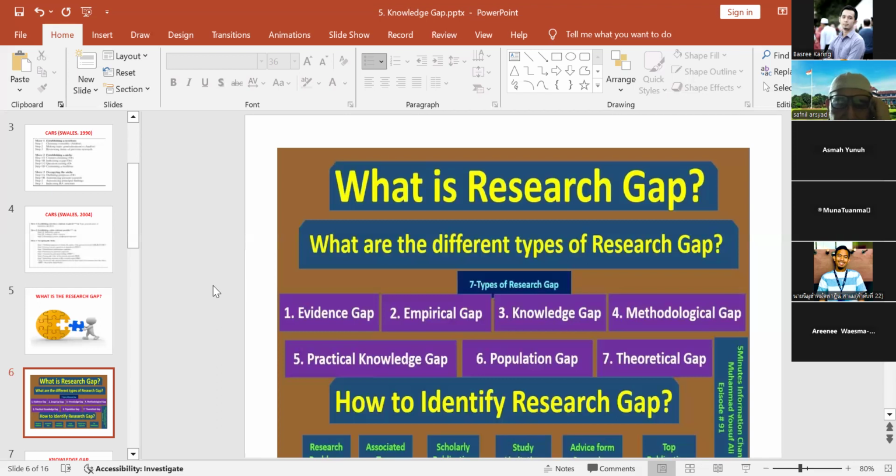Examples of evidence gap, examples of empirical gap. Knowledge gap is a general knowledge gap. Methodological gap is like when the previous studies use a small sample size, for example, or use only a qualitative approach, not a quantitative one, or not a mixed method one. So the limitation of the previous studies is on the methodological side. Practical knowledge gap: we look at the problems or the weaknesses from the practical point of view. And then the population gap: the previous studies use, for example, a small population, and therefore it is not generalizable. And then theoretical gap. So there are 7 types of research gap according to Miles.